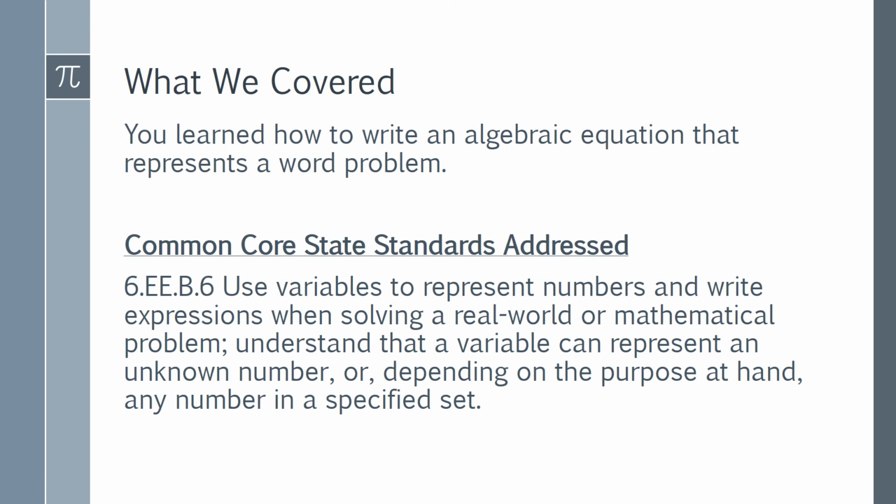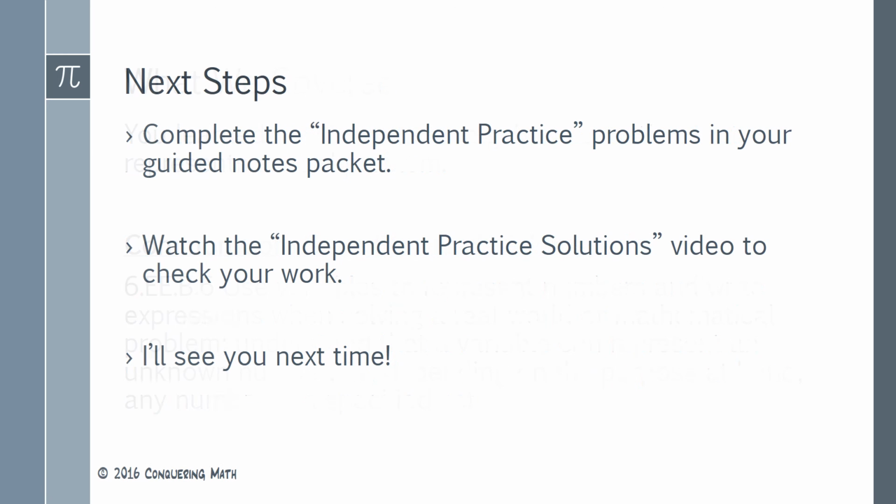Today you learned how to write an algebraic equation that represents a word problem. The Common Core State Standard today was 6.EE.B.6. Now that you are familiar with these techniques, complete the independent practice problems in your guided notes packet. Then watch the independent practice solutions video to check your work.